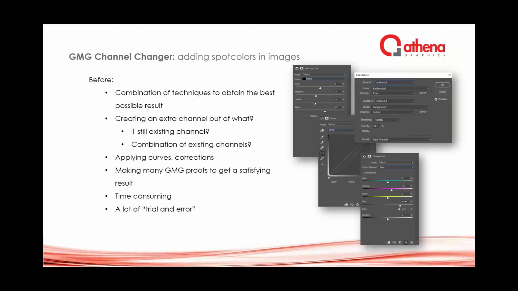Then I want to show you the Channel Changer plugin. This adds spot colors in images. It's something that is very hard to handle in Photoshop, working with spot colors. Before, we had to create an extra spot color channel, but out of what? One existing channel, or a combination of existing channels? It was a lot of trial and error just to have a good result.